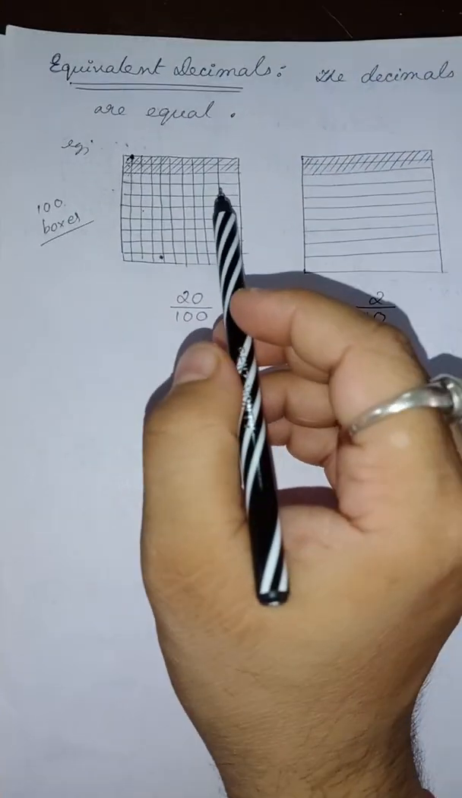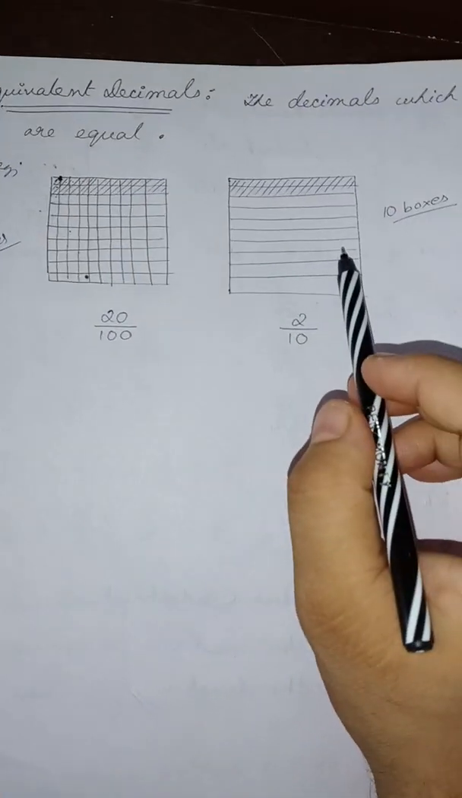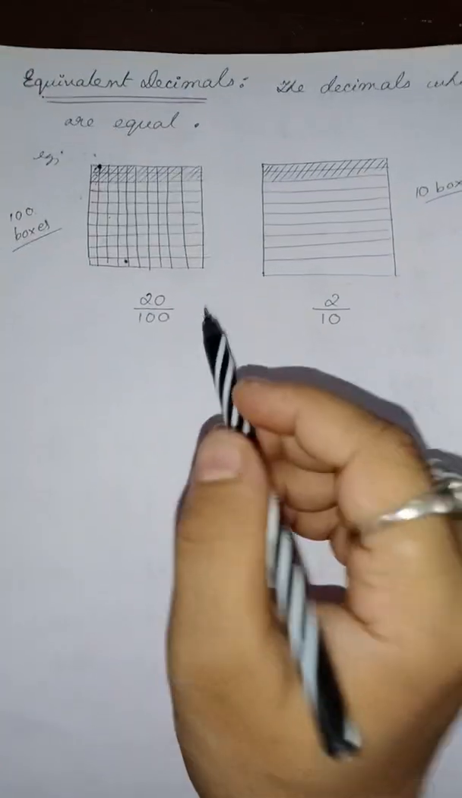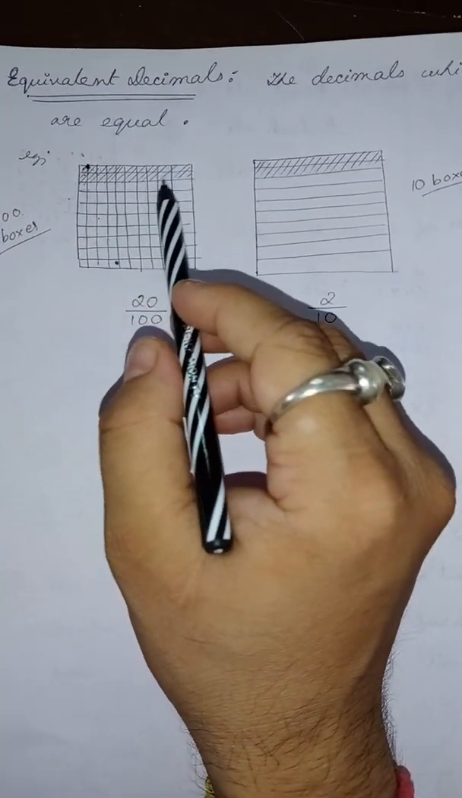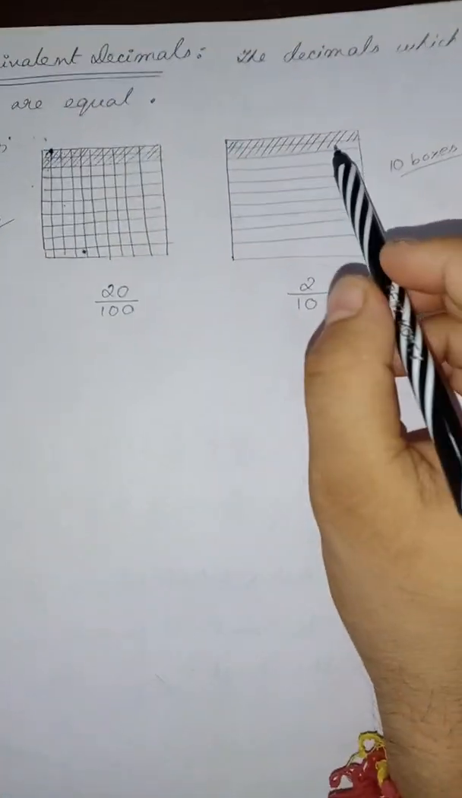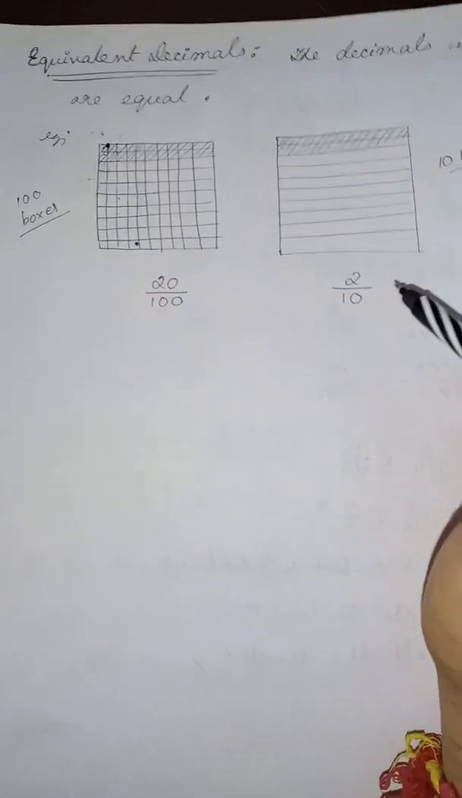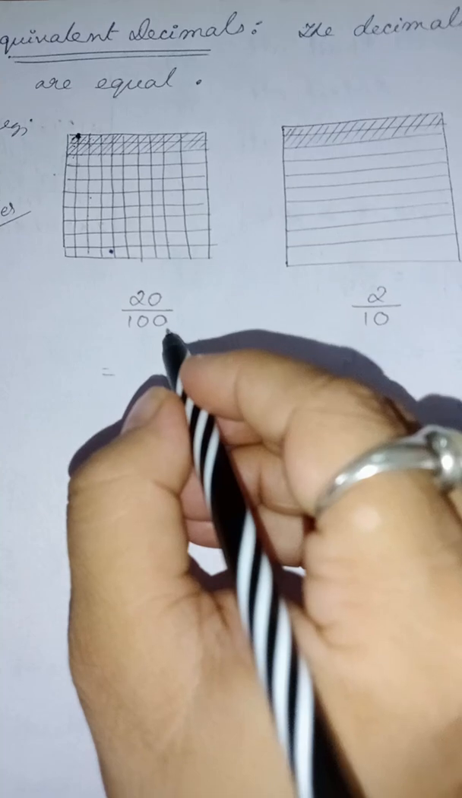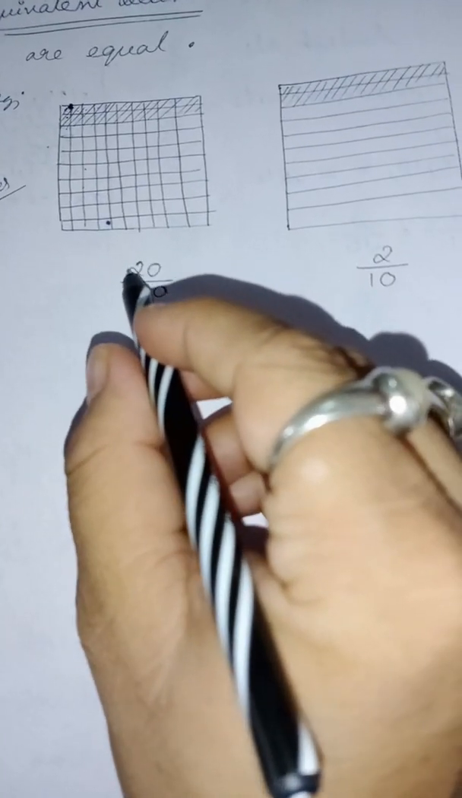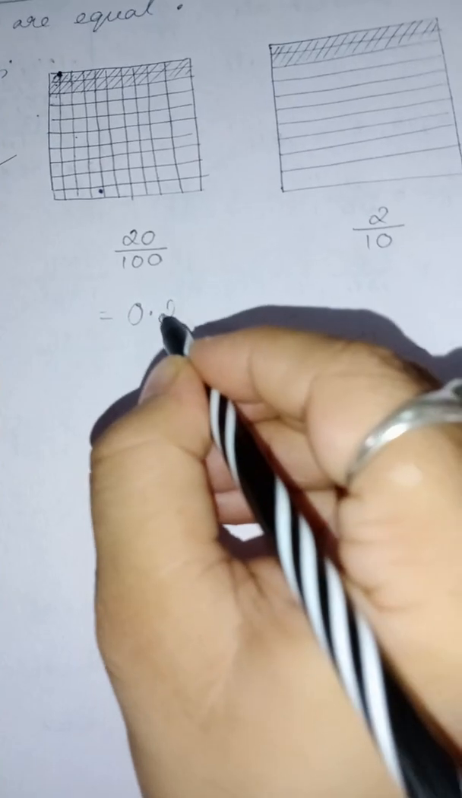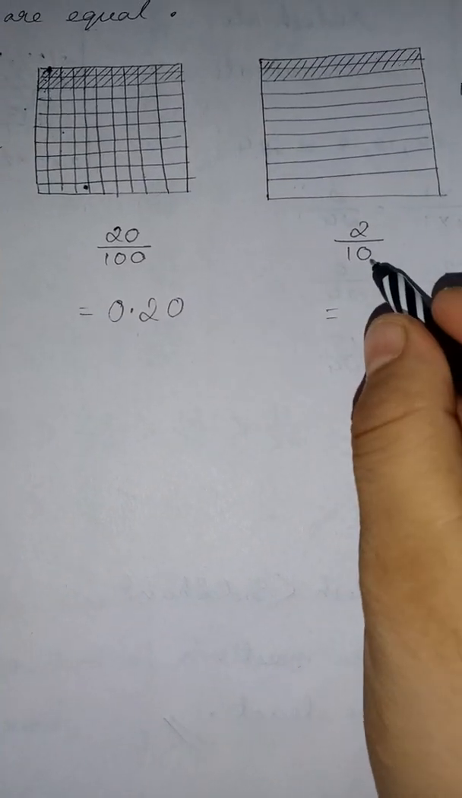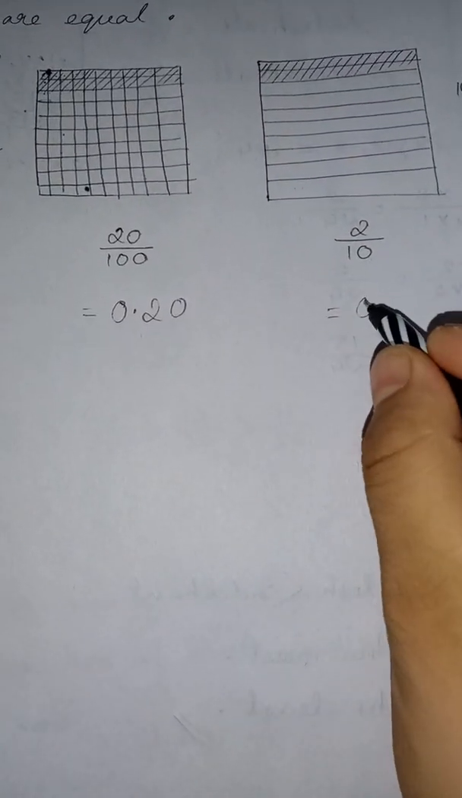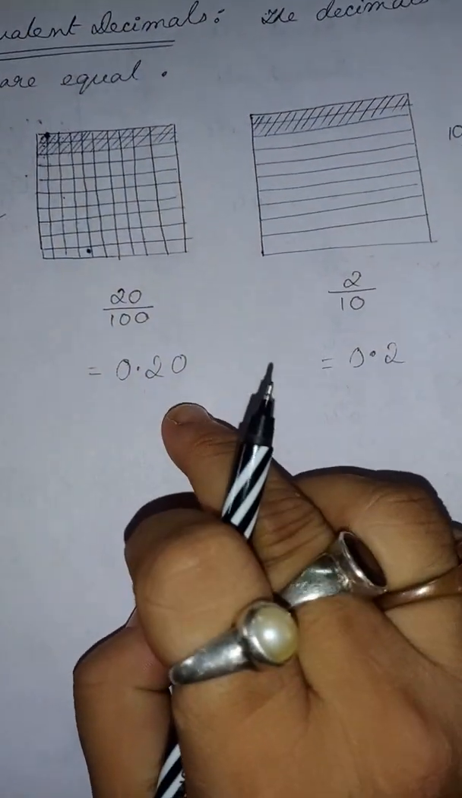Say for example, I have taken a square here which I have divided into 100 boxes, and the same square here which I have divided into 10 boxes. In this case I have shaded 20 boxes out of 100, and in this case I have shaded 2 boxes out of 10. Now if I convert them into decimals, because there are two zeros, the decimal point comes after two digits from the right, so it will be 0.20. In this case there is only one zero, so it will be 0.2. The question is, are they equal?